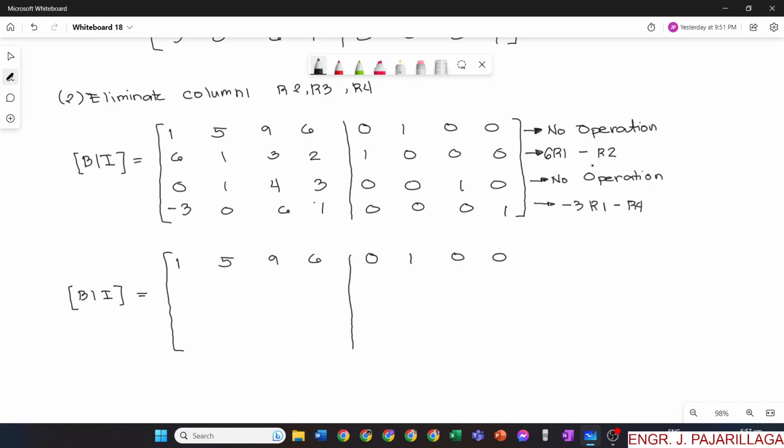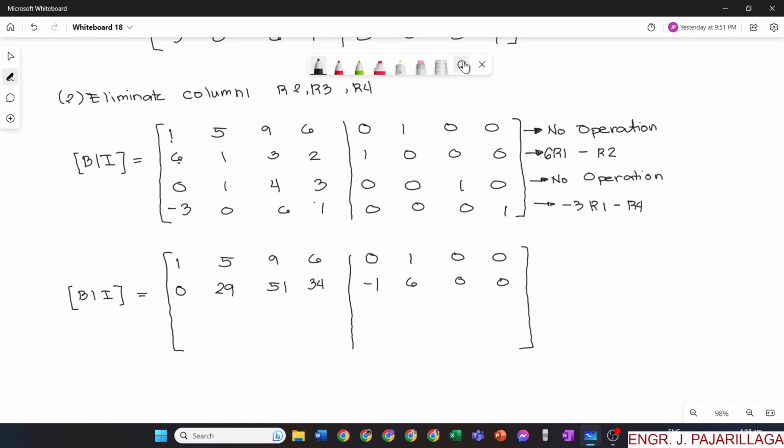And then we have now an operation for this second row. We have 6 multiplied by row 1. So 6 multiplied by row 1 minus row 2. So 6 multiplied by 1 minus 6 is 0. 6 multiplied by 5 minus 1 is 29. Okay, 6 multiplied by 9, 54, minus 3 is 51. 6 multiplied by 6 is 36, minus 2 is 34. 0 multiplied by 6 is 0, minus 1 is negative 1. 6 multiplied by 1 is 6, minus 0 is 6. So the rest would be zeros, right?